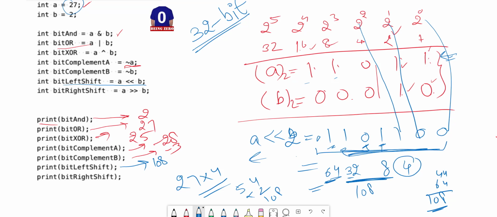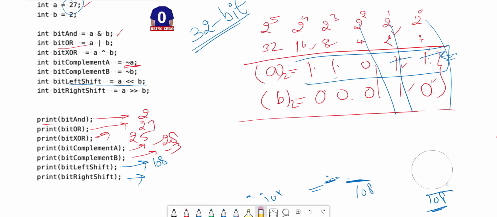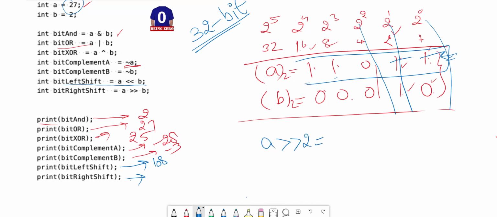Same way, if we do right shifting, what happens? This number is being right shifted 2 times. So its 2 right bits will be dropped and 2 more zeros will be filled in the beginning. So what we mean by that is, let's see that maths also. So when we do a right shift 2 times, 2 zeros come forward, these 2 bits drop, and we are left with 110.